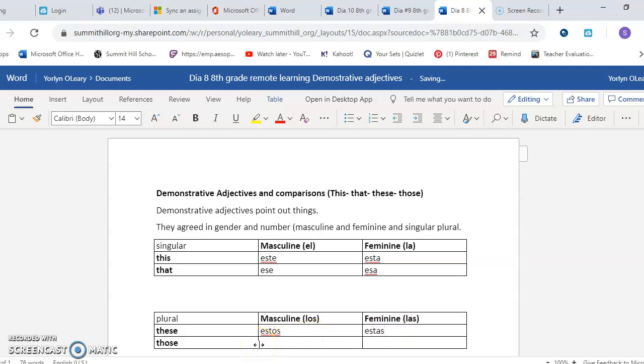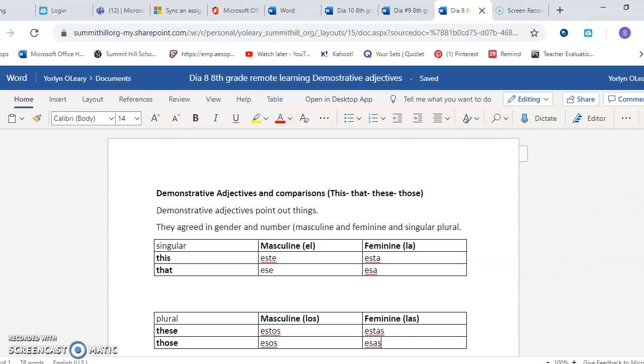Then if you want to say those, they're far away. You are going to say esos. And for feminine, you're going to say esas. It's as simple as that. Just recall, if it is singular, you pretty much have to know this: este, esta, ese, esa. And then if it is plural, it will be estos, estas, esos, and esas.